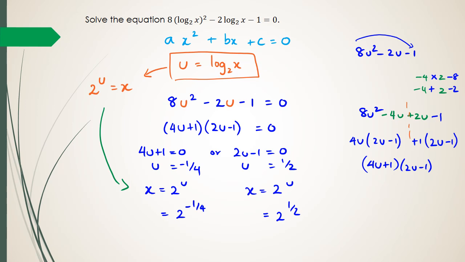Hopefully in the exam, they give you some nice numbers to work with, nice fractions or something like that. So in this case, my x is equal to 2 to the power of negative a quarter, which could be written as 0.8409, and then 2 to the power of a half is 1.4142. I do apologize for the final two answers being such ugly decimals, but that's what happens when you try to create questions on the fly.